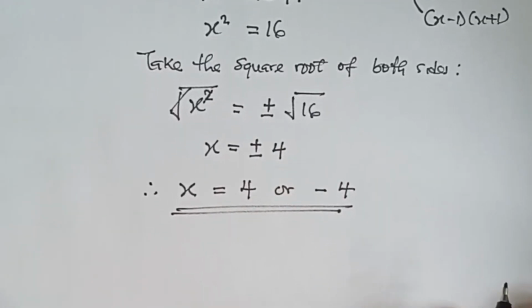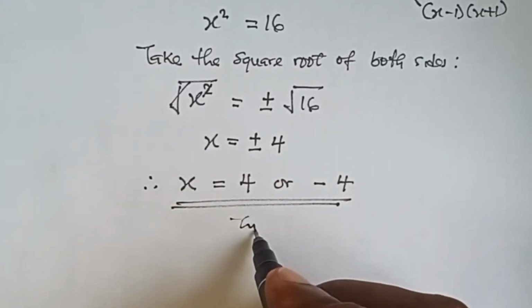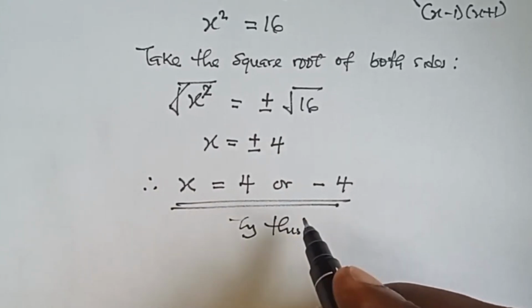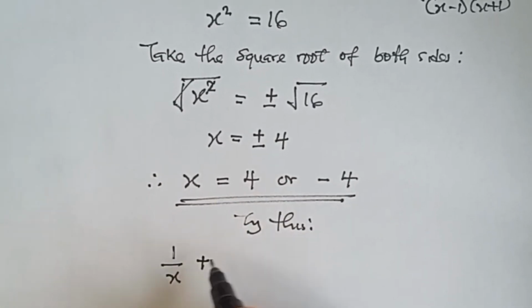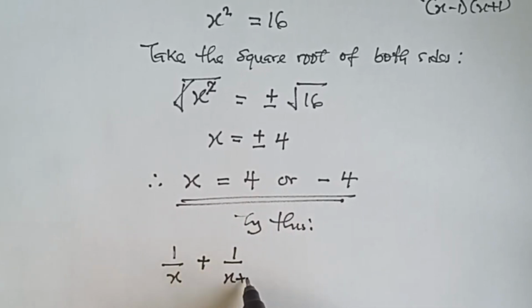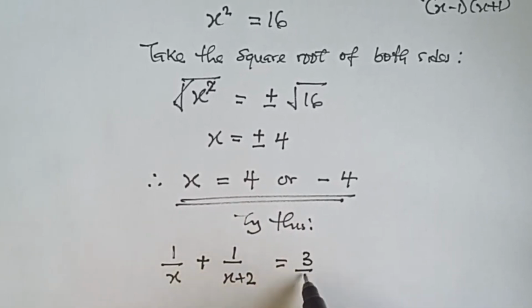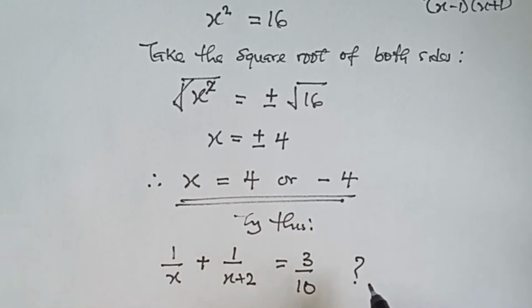Now let's try this. Let's solve 1 over x plus 1 over x plus 2 equals to 3 over 10. Let's solve this and write our answer in the comment section.